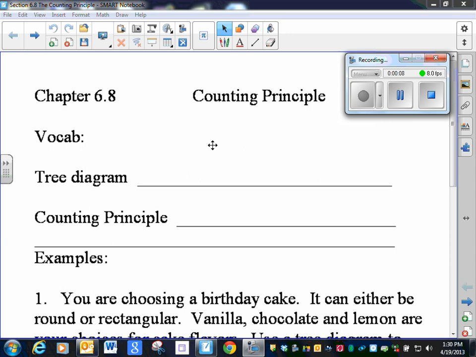This is the last section in chapter 6, and it involves the counting principle. You'll need your books open to page 327, and you can follow along. A couple of these examples that I have on your note sheet actually are in the textbook. And you can see on page 327, example number 1 involves a tree diagram. The definition for tree diagram is in your textbook also, and you're able to copy that definition, and I won't be writing it down on the notes.